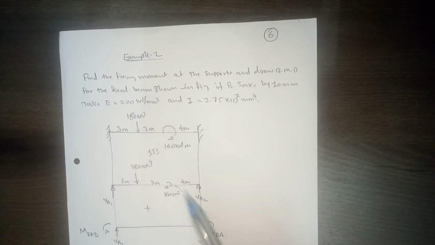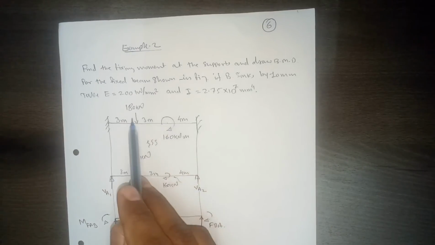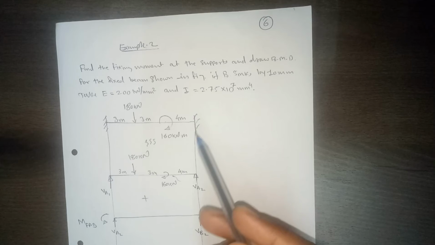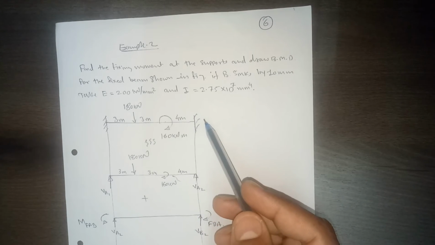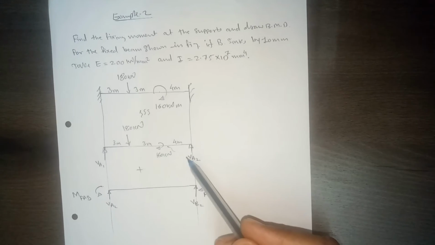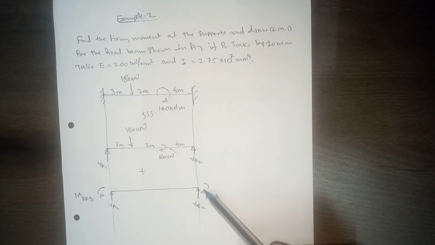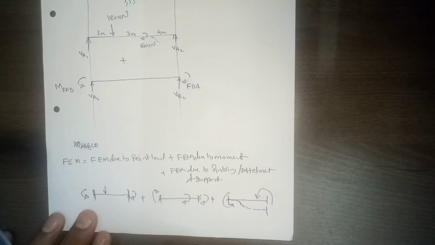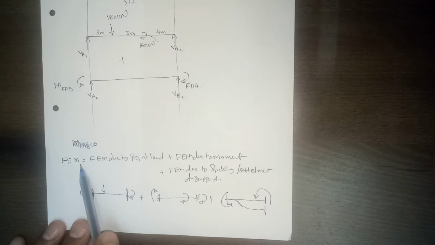This is given. Now if you see, we have this concentrated load, moment and sinking of support, three parts. So we should calculate the fixed end moment for these three parts only. And to calculate the bending moment diagram, we'll be converting this problem into these two parts. So first we'll calculate the fixed end moment. Fixed end moment is equal to fixed end moment due to point load plus fixed end moment due to moment plus fixed end moment due to sinking or settlement of the support.